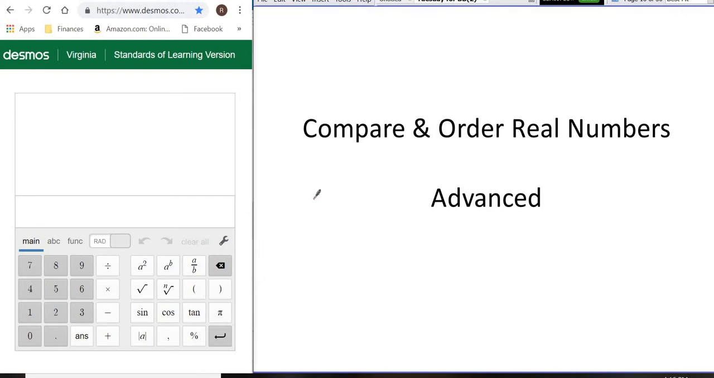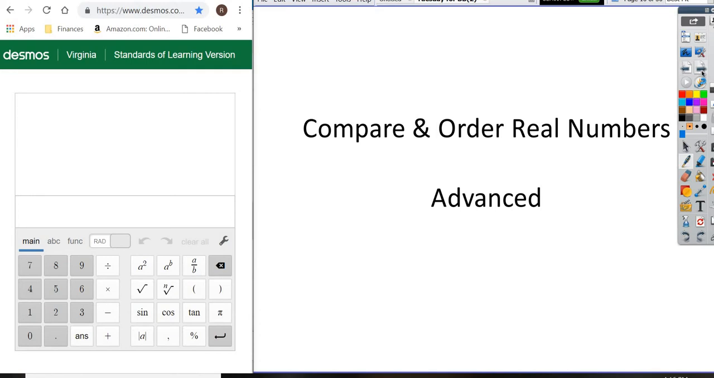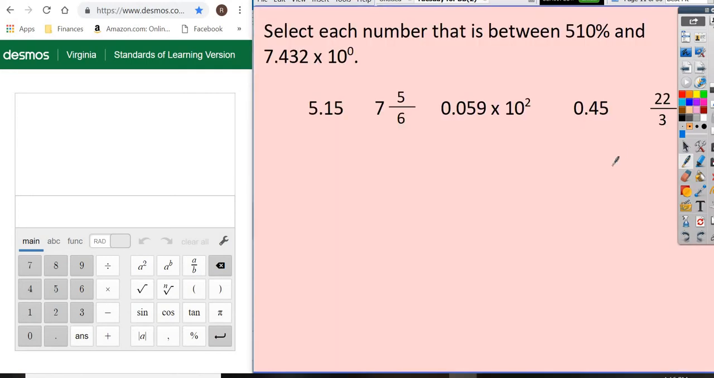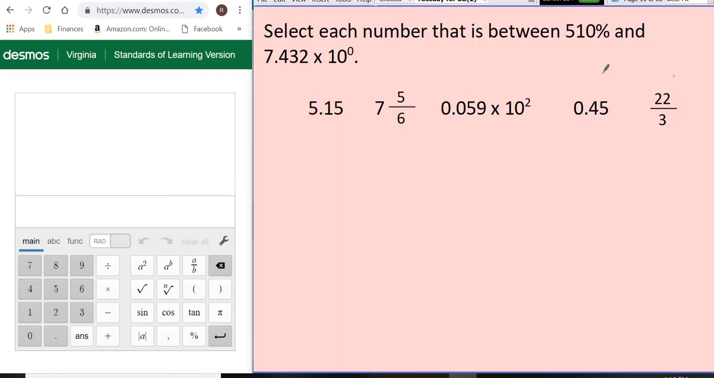All right, so now we're going to do compare and order real numbers, and this is the advanced section, so it really gets kind of hairy. Let's take a look here. This is the way they're going to ask these questions. It says select each number between 510% and 7.32 times 10 to the 0.